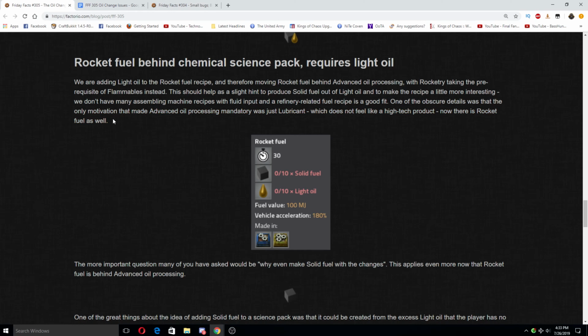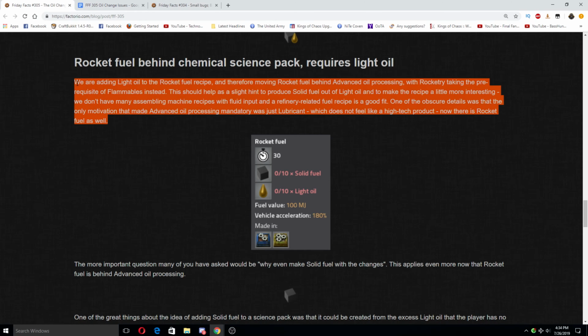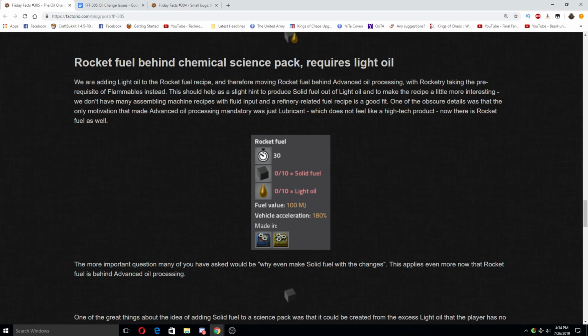It was so nice to be able to just make solid fuel in a chemical plant, stick an assembler next to it, insert into it and make rocket fuel. Now you've got to mess with these janky liquid mechanics, send the light oil into your rocket fuel thing, and it seems like a completely pointless change. The only reason they're doing this is so that you basically have something else to use light oil for, which doesn't make sense.